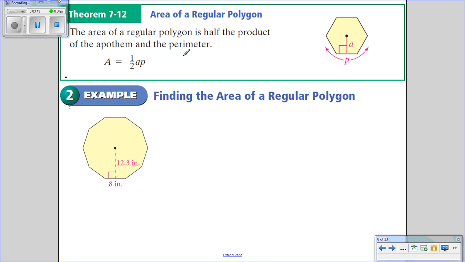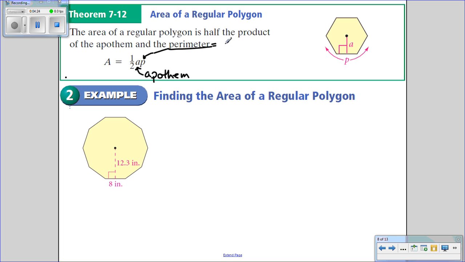Next we're going to talk about how to actually find the area of a regular polygon. Theorem 7-12 states that the area of a regular polygon is half the product of the apothem and the perimeter. So here's our formula for the area of any regular polygon. That goes all the way up to 500 sides. As long as it's regular, we can use this formula. Now to be clear, A in the formula stands for the apothem. P stands for the perimeter.